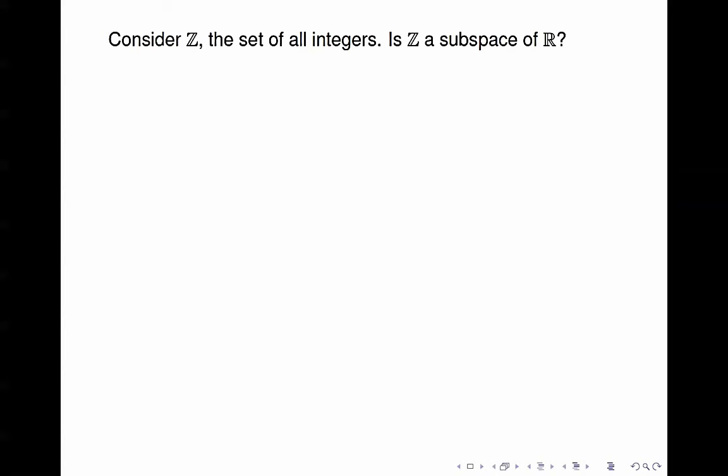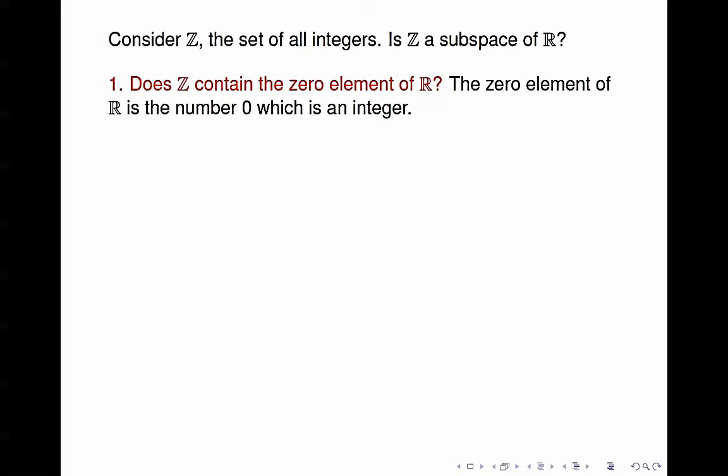Let's look at Z, the set of all integers. I want to know, is Z a subspace of the real numbers, excuse me. Clearly it's a subset of the real numbers. So we want to know, number one, does Z contain the 0 element of the real numbers? Well, the 0 element of the real numbers is just 0, and 0 is an integer, so the answer here is yes.